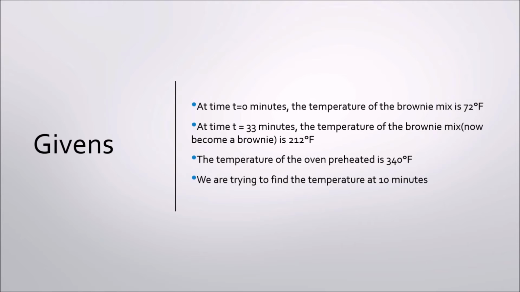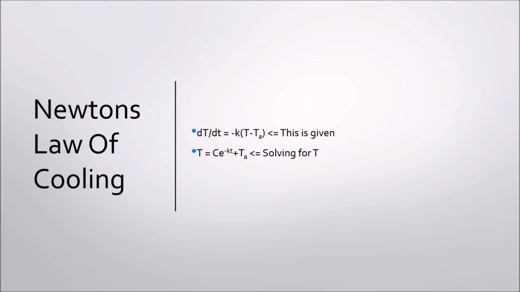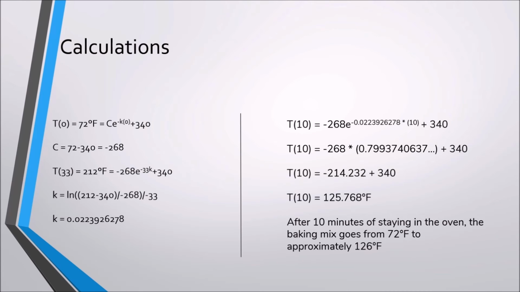And we are trying to find the temperature at 10 minutes. So Newton's law of cooling is change in temperature is equal to negative k times the current temperature of the object minus the ambient temperature of the area, where the constant k is greater than 0. Separating the variables and solving for T, you get T is equal to some constant c times e to the power of negative kt plus the ambient temperature. So for this model, the ambient temperature is 340, and first we need to solve for c.